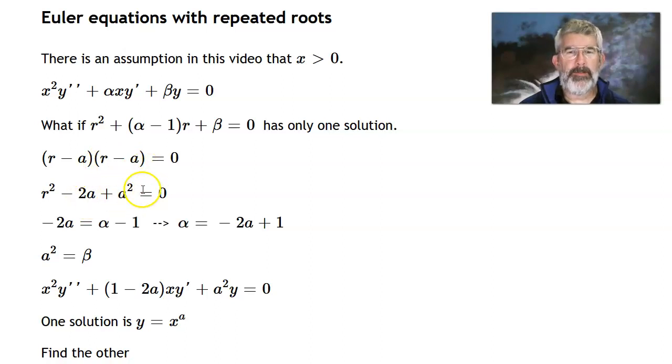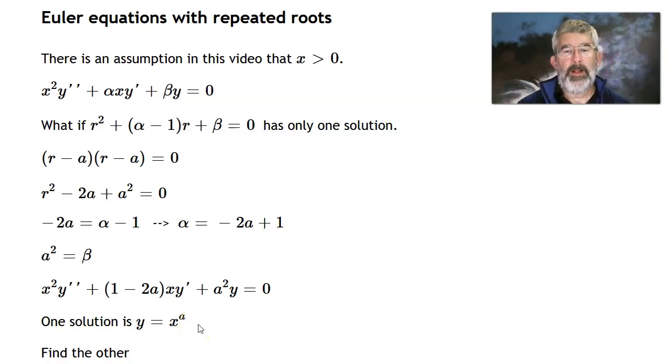So multiply this out, it looks like this. So we're saying that this equation is supposed to look like that one. So the negative 2a is the alpha minus 1, which means alpha is 1 minus 2a. And the beta here is that a squared. So when the Euler equation looks like this, it's only giving us one solution, that is y equals x to the a. The question is, what's the other solution?